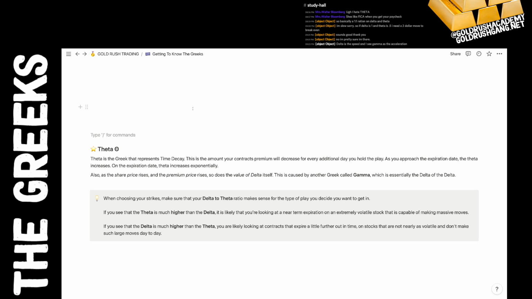Exactly, delta is the speed and gamma is acceleration. That was beautiful. Exactly.